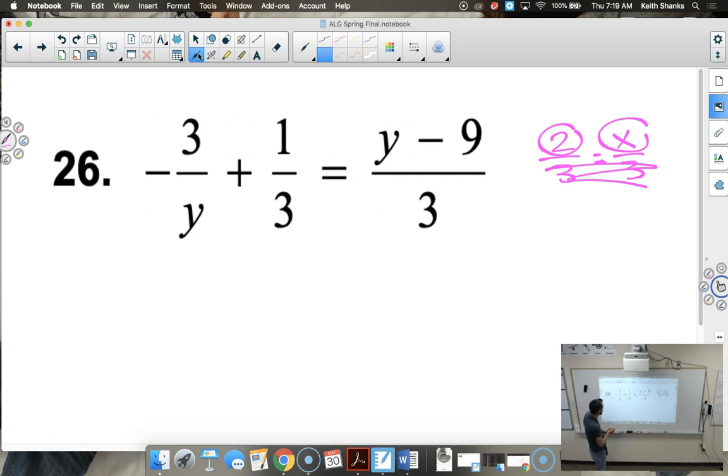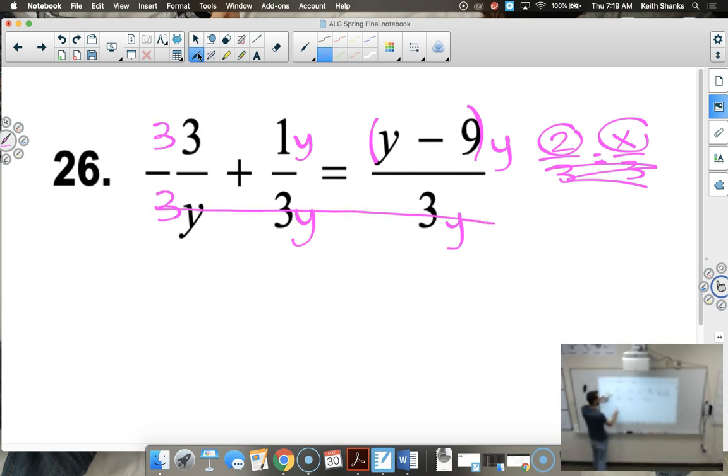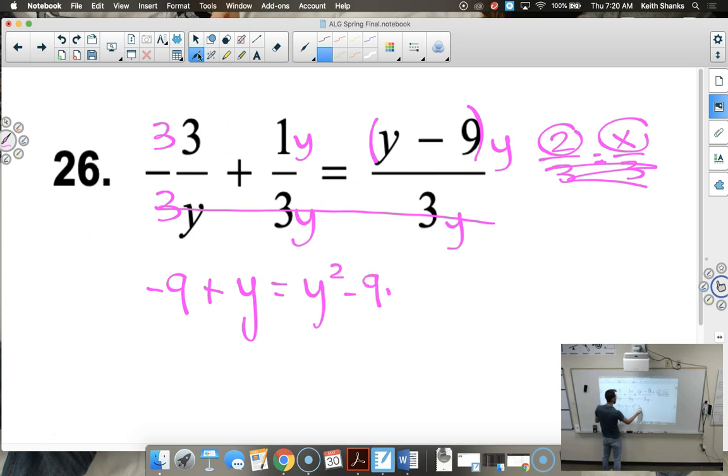So what I'm going to do is, I want them all to have the same denominator. The easiest way to do that is to put a 3 here and a y here and a y here. And if I do that to the bottom, I have to do it to the top. Okay? So if I can make all the bottoms the same, I'm good, and I can actually ignore all this. So now I'm just solving the top here. I've got negative 9, negative 3 times 3, plus 1y equals y squared minus 9y, distributive property here.